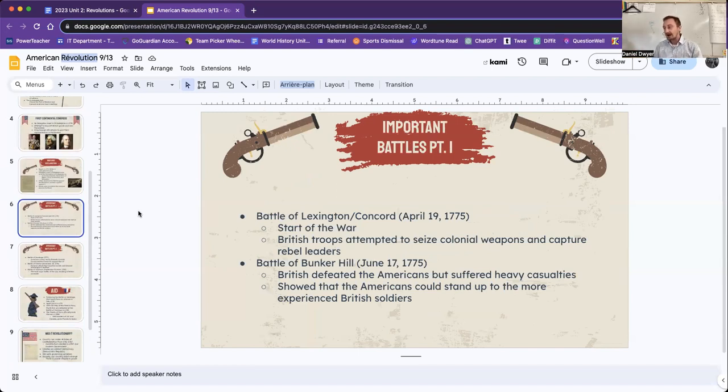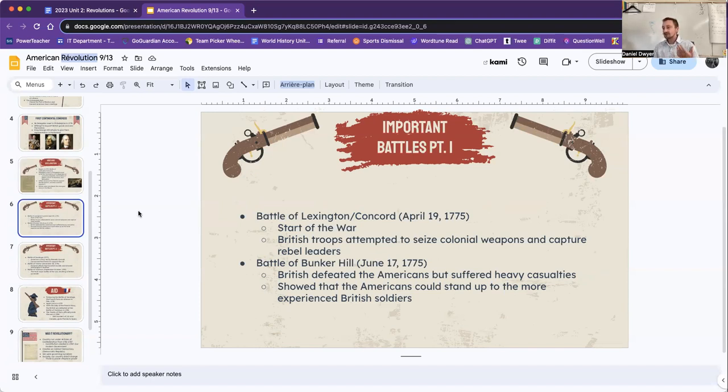So we're going to look at 5 important battles. First of which, the Battle of Lexington and Concord, April of 1775. It's the start of the war, and British soldiers are trying to seize control of colonial weapons and capture rebel leaders. They want to prevent them from having weapons to fight back against them. And also, if you stop the leaders, then they will have no direction, right?